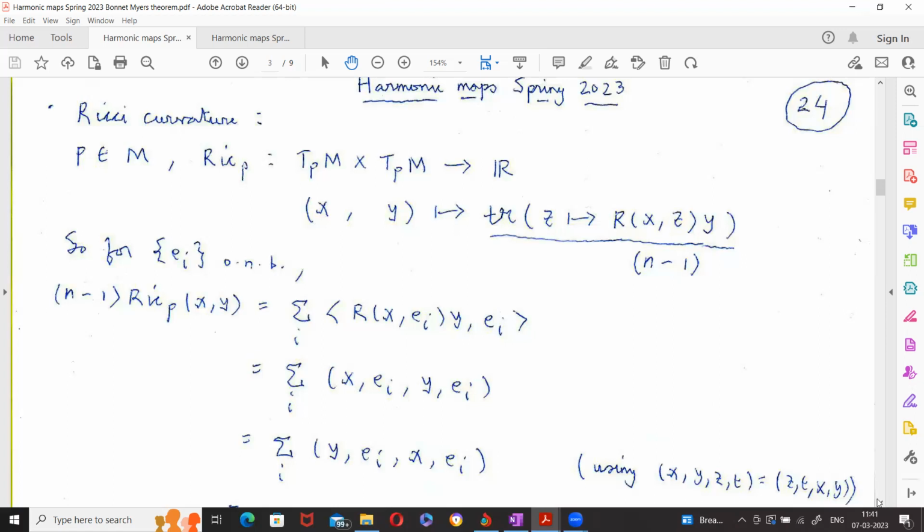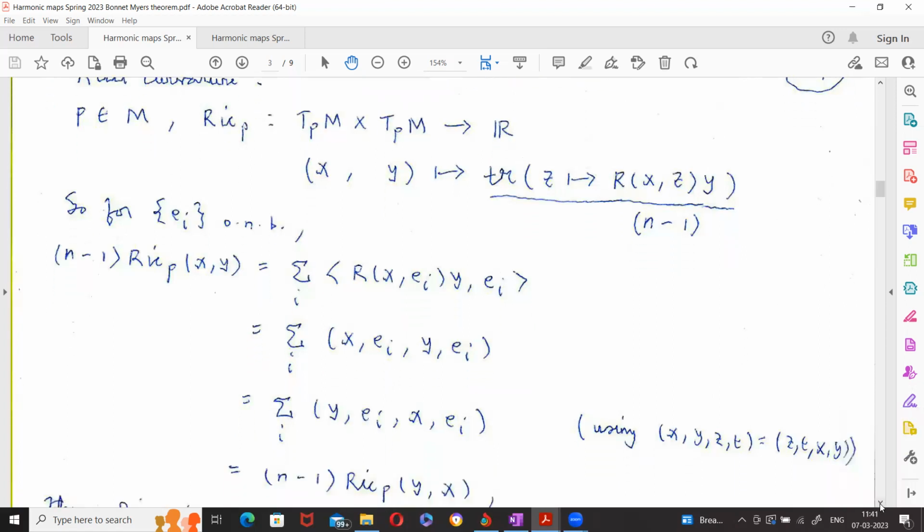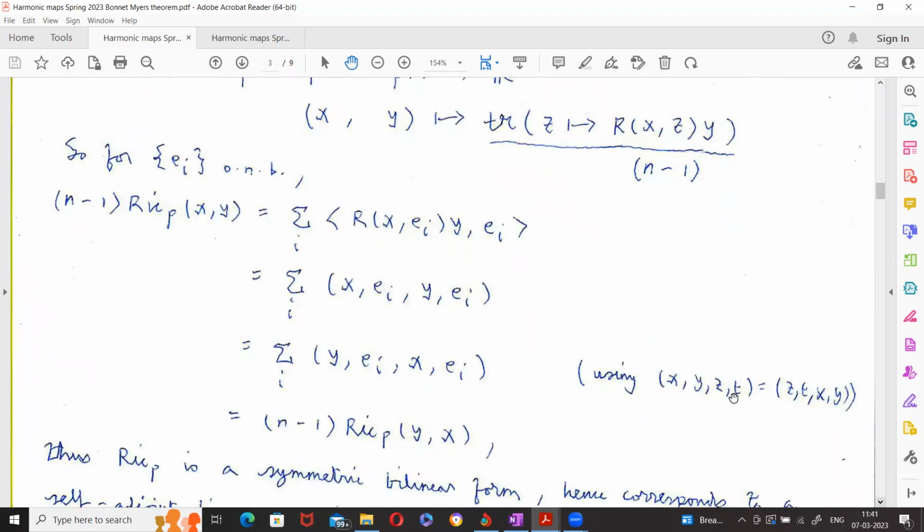And now I use the fourth property of the curvature tensor: when I take 4 arguments and put the first 2 arguments in the last 2 spots and the last 2 arguments in the first 2 spots, the curvature tensor is unchanged under this permutation. So XYZT is the same as ZTXY. If I apply that here, the X and EI I can put in the last 2 spots and the Y and EI in the first 2 spots. So this then becomes the Ricci curvature of Y comma X. Is that clear?